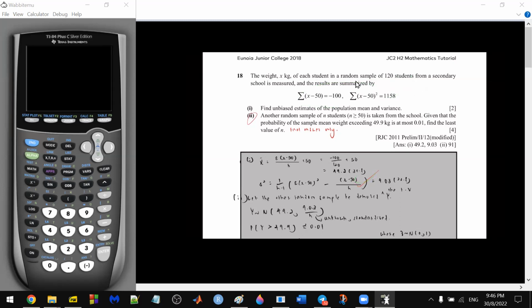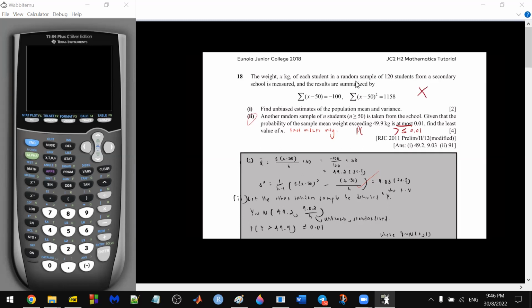Part 2. Another random sample of n students, n more than or equal to 50, is taken from the school. Given that the probability of the sample mean weight exceeding 49.9 kg is at most 0.01. So at most means less than or equal, right? Yeah. So in that case, let X be the random variable of the weight of one student. So X bar, the sample mean, exceeding, so strictly more than 49.9 kg, this will be at most 0.01. Find the least value of n.